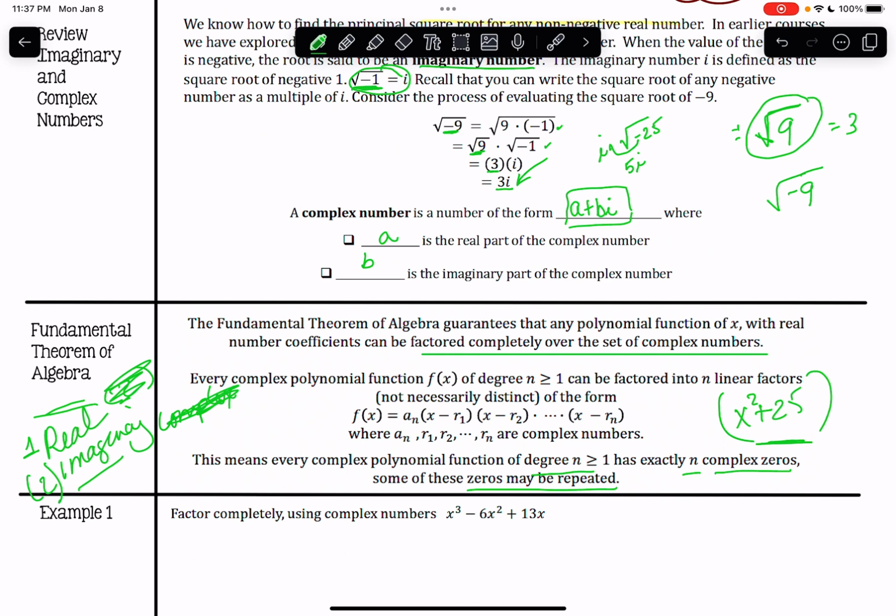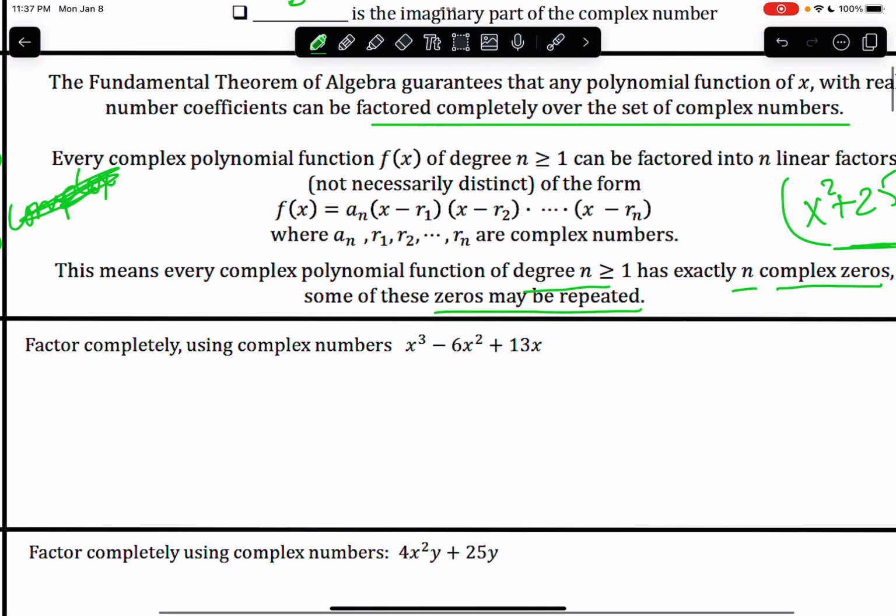So I think the best way is to just start working through some of these. The first example says, hey, factor this completely using complex numbers. It wants us to factor it, not solve it. So the first thing we're going to do is factor out an x. We see each term has an x, so we get x squared minus 6x plus 13.